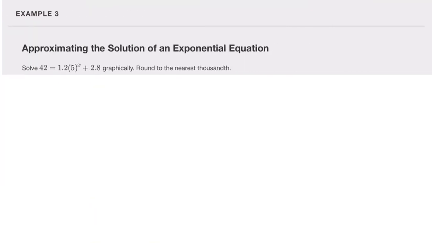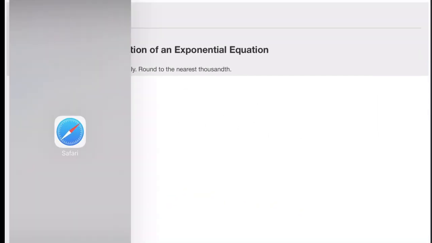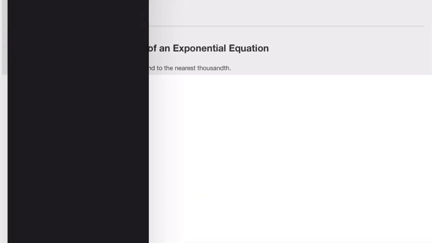Let's see if we can see this in action. Solve this graphically, rounding to the nearest thousandth. Basically, we have two functions. This could be the first function that we enter, and then we make this the second function, and the solution is going to be where this horizontal line crosses the curve. So where they intersect is going to be our solution. That's really interesting. I don't know that I've ever done it that way, but it makes sense. Let's see it in action.